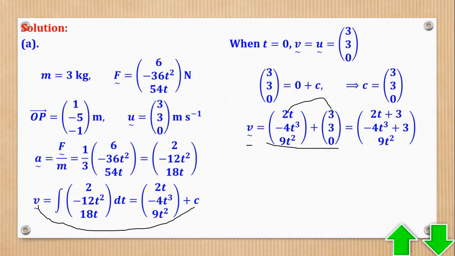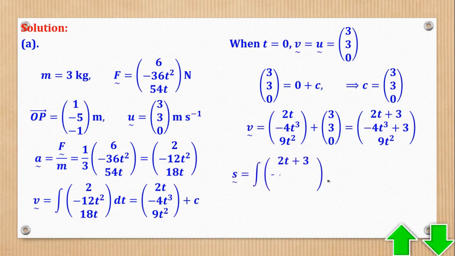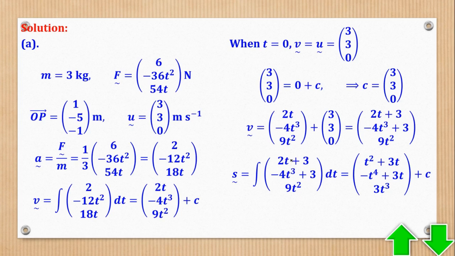Then add the two, this plus this gives this. This plus this gives this. And this plus this gives that. After getting velocity in terms of t, we shall also get displacement. So to get displacement, we integrate velocity. So integrate this to give you this, this to give you this, this to give you this. Don't forget the constant of integration.